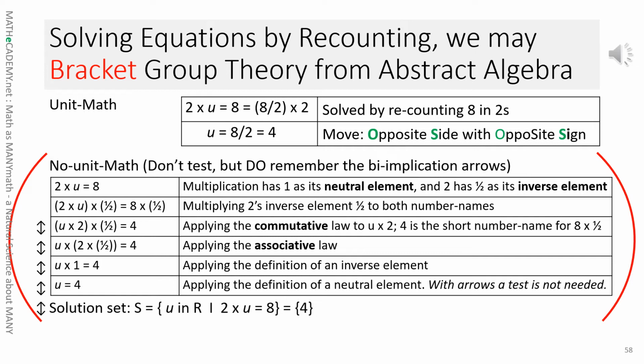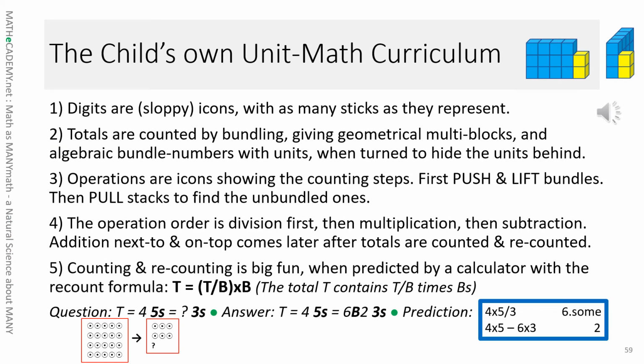We now can show the solution set for the child's own unit math curriculum. Digits are sloppy icons with as many sticks as they represent. Totals are counted by bundling, giving geometrical multi-blocks and algebraic bundle numbers with units when the blocks are turned to hide the units behind. Operations are icons also, showing the 3 counting steps. First we push and lift bundles. Then we pull away stacks to find the unbundled ones.